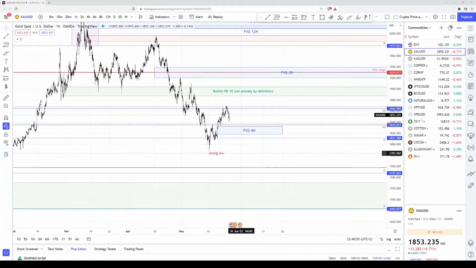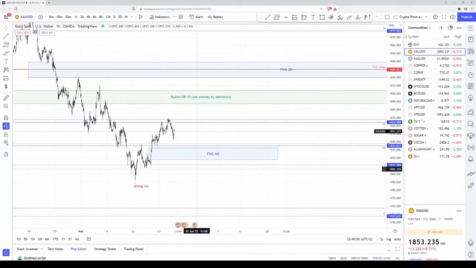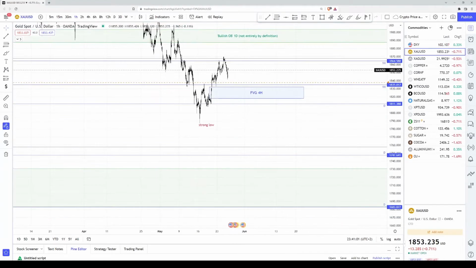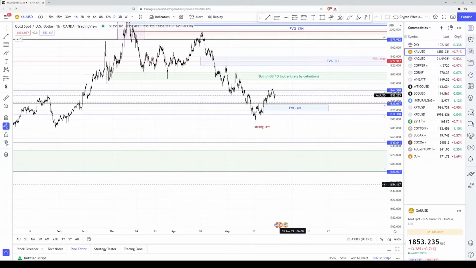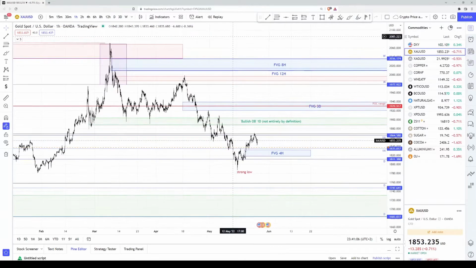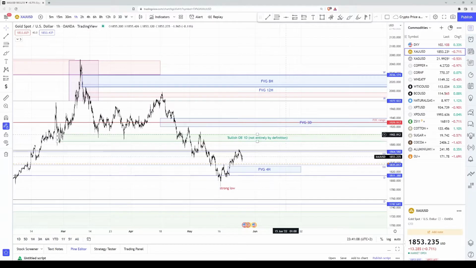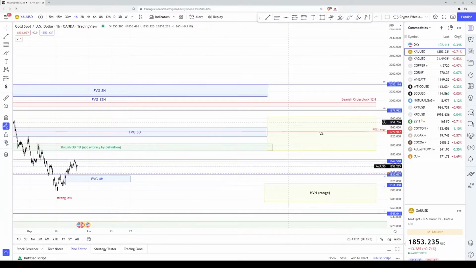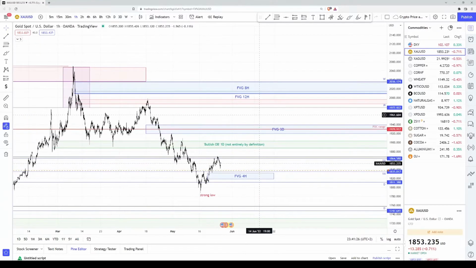If we assume that there would be a long opportunity on either the level around here, or even at this bullish order block, if we look at the range, at the upper side of the range rather, we see a few interesting things. So first off, there is the value area at the upper part of the range, and the point of control is also quite in the middle of this value area.